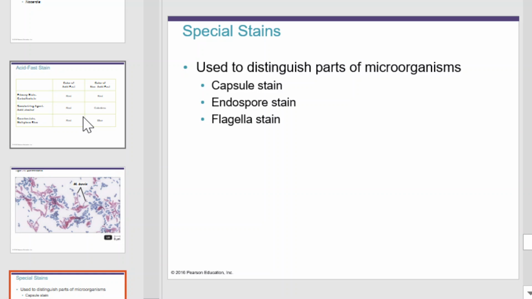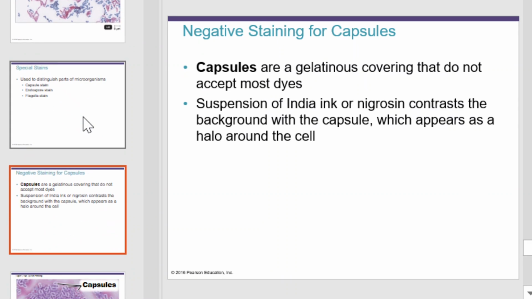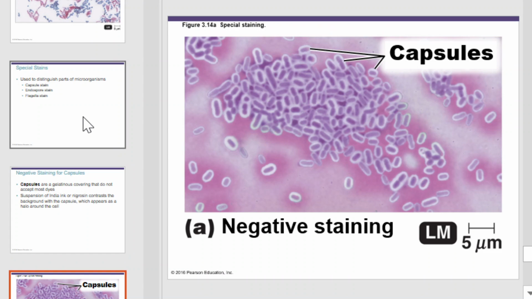Special stains. Special stains are used to distinguish parts of microorganisms. Special stains include capsule stains, endospore stains, and flagellar stains. Capsules are a gelatinous covering that do not accept most dyes. Suspensions of India ink or nigrosin contrast the background with the capsule, which appears as a halo around the cell. This is an example of a capsule stain.